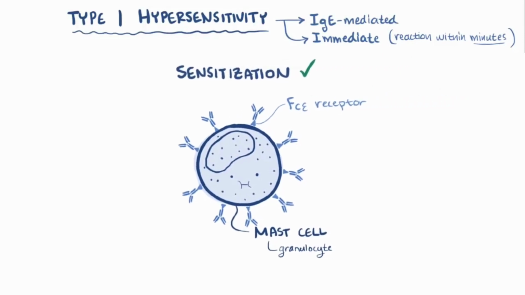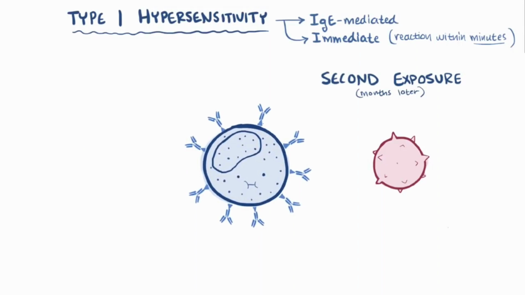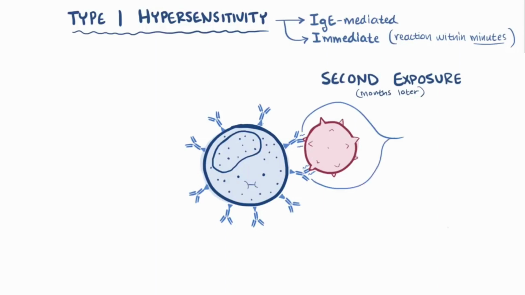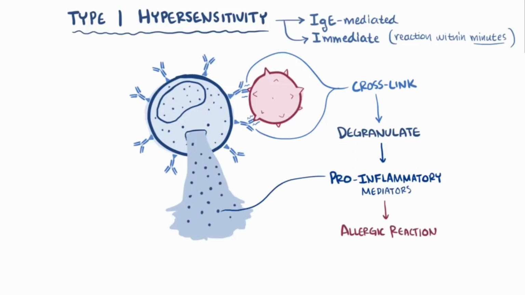Now let's say that same person breathes in some ragweed pollen again. Maybe a few months later, a second exposure. Well, the souped up mast cells, using their coat of antibodies, bind to the antigen. Actually, it takes 2 or more bound antigens to cross-link the IgE antibodies, which signals the mast cell to degranulate and release a bunch of pro-inflammatory molecules called mediators that ultimately cause the effects seen in an allergic reaction.